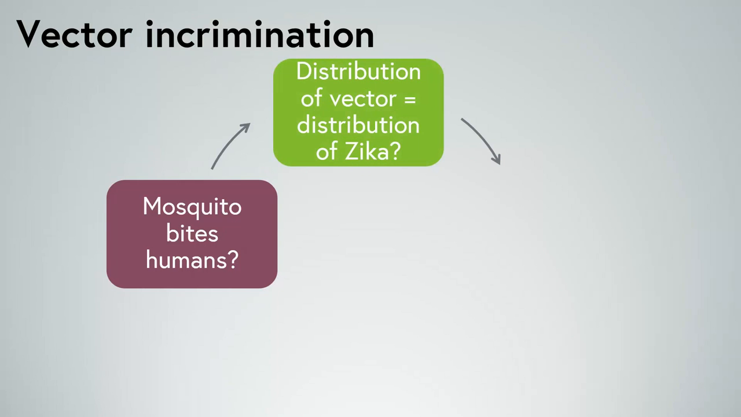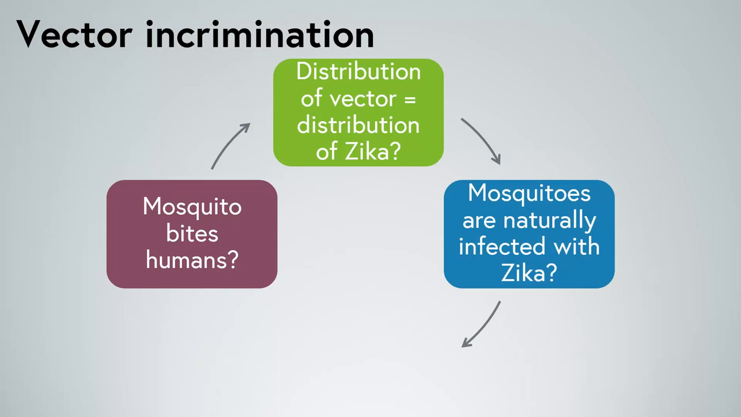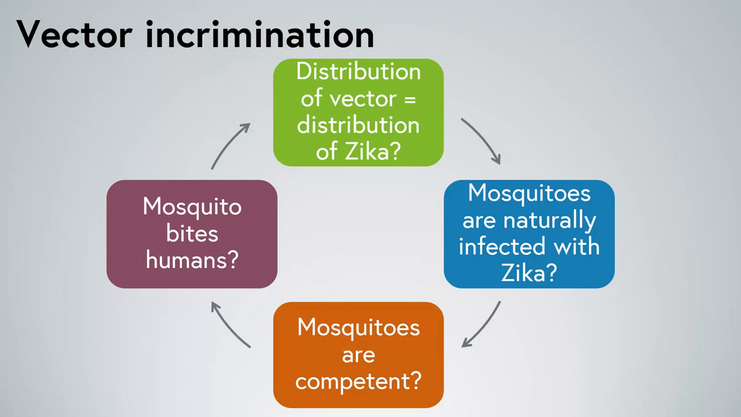Second, you need to know that the distribution of the suspected vector coincides with the distribution of Zika. The third step involves detecting the Zika virus using molecular screening techniques in mosquitoes that have been collected from the field site, and you need to check whether the strain of Zika found in the mosquitoes is the same as that found in human cases. The fourth step is to demonstrate that the mosquito is a competent vector. This involves laboratory studies in a special containment facility.